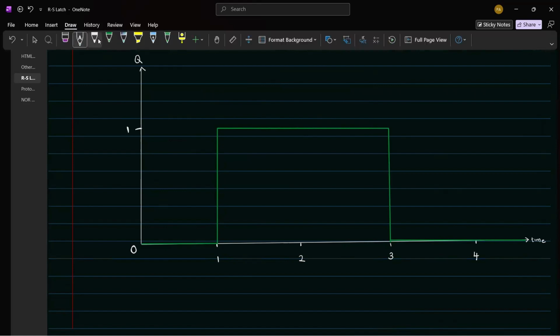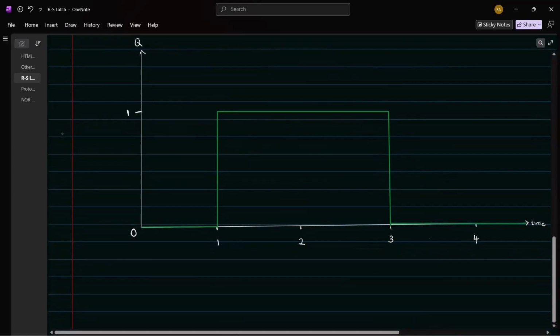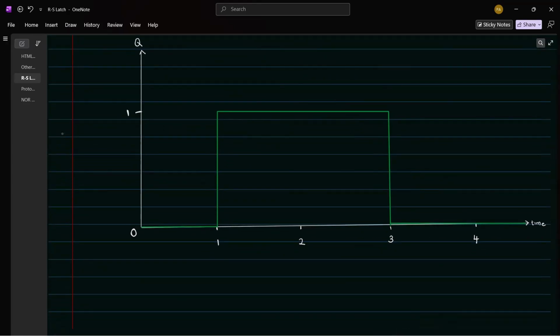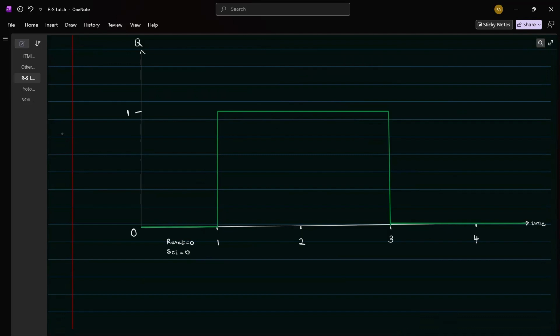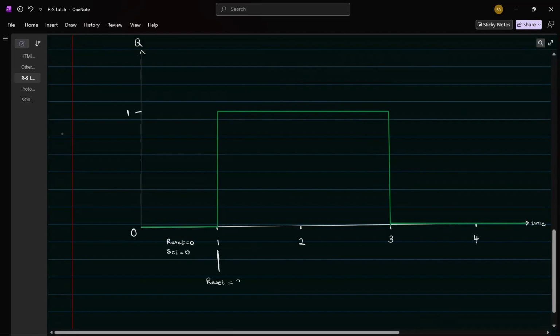Now we are going to analyze the situation. How are we going to do that? Well, we know from 0 to 1, the set was equal to 0 and reset was also equal to 0. Until the first second, reset was 0 and set was 0. At exactly that moment, reset was 0, but set was 1. That's why the state of Q changed from 0 to 1.